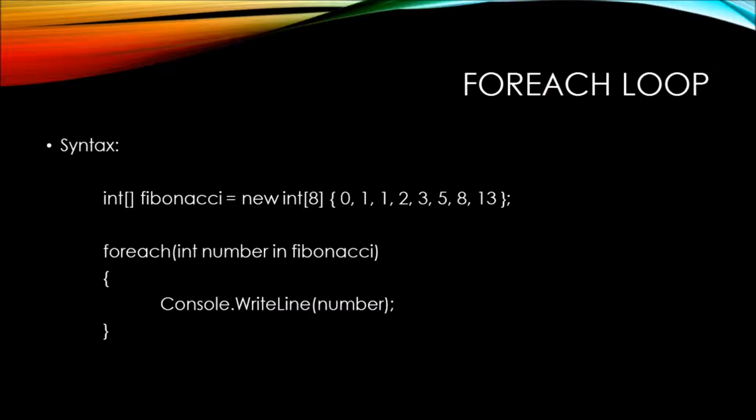For each item within the Fibonacci array, the item will be assigned to the variable number. Then we can use that variable of number one time for each time that we go through the loop. So this should write to our console each number within the Fibonacci array.